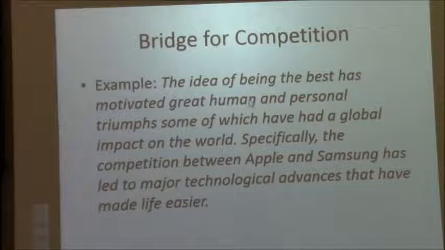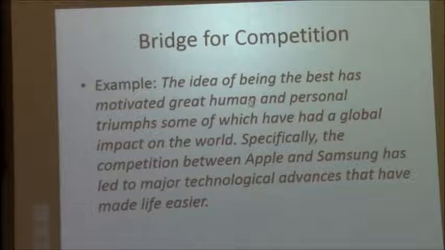You're taking your idea and you're continuing on, but remember, we're trying to get to that upside down triangle. So we're always trying to bring it in, because we're going to bring it to the thesis, our specific punchline that we are going to discuss in our paper. So I'm doing it. The idea of being the best has motivated great human and personal triumphs, some of which have had a global impact on the world. Specifically, the competition between Apple and Samsung has led to major technological advances that have made life easier, okay?